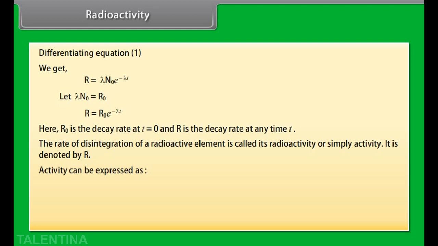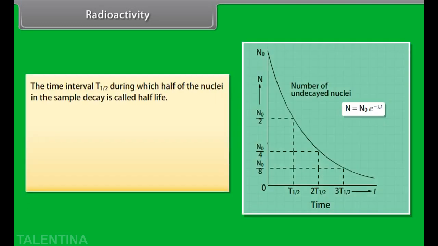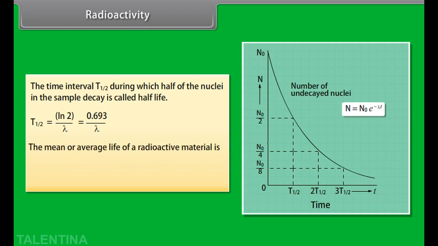Activity can be expressed as R = Nλ. The SI unit for activity is becquerel. 1 becquerel = 1 Bq = 1 decay per second. Radioactivity. The time interval T-half, during which half of the nuclei in the sample decay, is called half-life. T-half = ln 2/λ = 0.693/λ. The mean or average life of a radioactive material is τ = 1/λ.